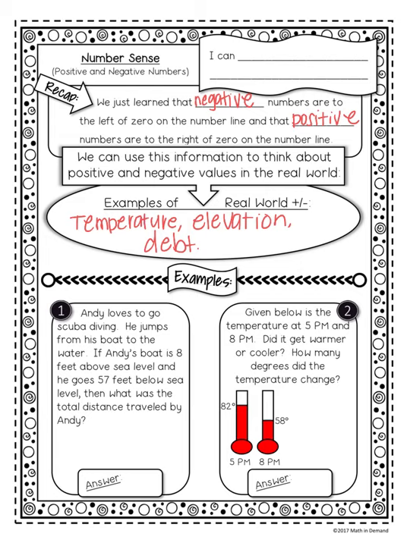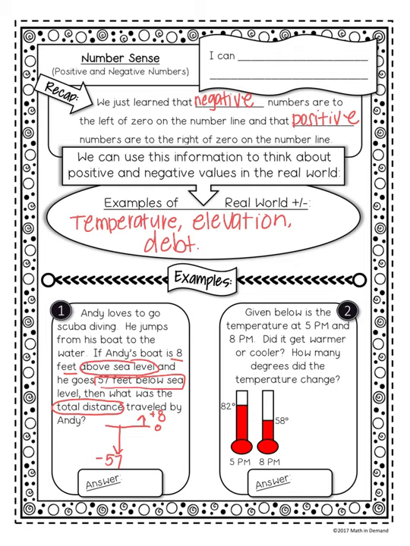So let's look at these two examples right here. The first one says, Andy loves to go scuba diving. He jumps from his boat into the water. If Andy's boat is 8 feet above sea level, so if this is sea level at 0, the boat is going to be at positive 8. But then he jumps out and he goes 57 feet below sea level. So he goes down to negative 57 feet. What is the total distance that's traveled by Andy?